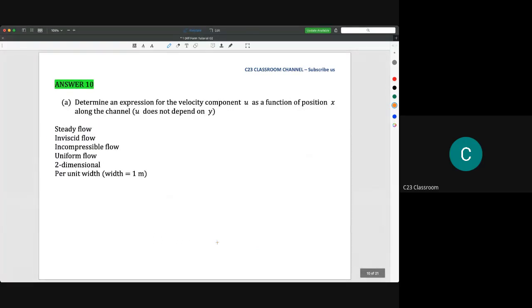So we answer question A. Determine an expression for the velocity component u as a function of position x along the channel, and we assume that u does not depend on y. So the question is asking us to determine an equation for velocity component u, meaning the velocity moving in the x direction. So what is the equation for this velocity? It is u as a function of position x.